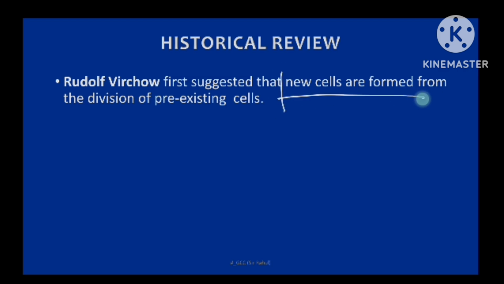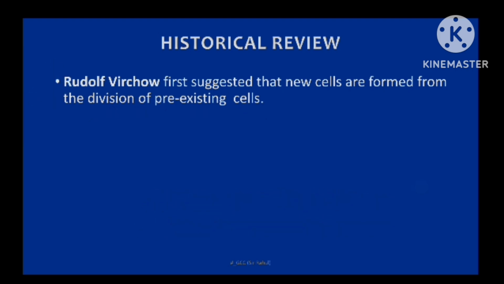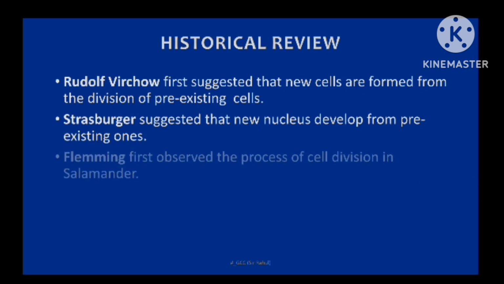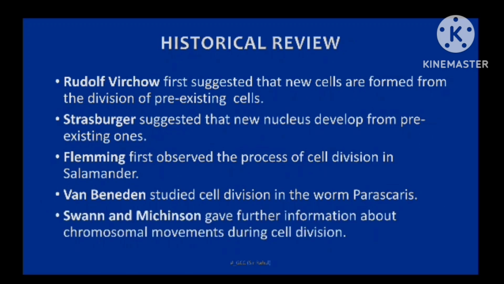The idea that new cells are formed from the division of pre-existing cells was first suggested by Rudolf Virchow. That the nucleus develops from a pre-existing one was suggested by Strasburger. The process of cell division in salamander was first observed by Fleming, and cell division in the worm Parascaris was first studied by Van Beneden. The chromosomal movements during cell division were suggested by Swan and Mickinson. So all these names are most important for any type of entrance examination.